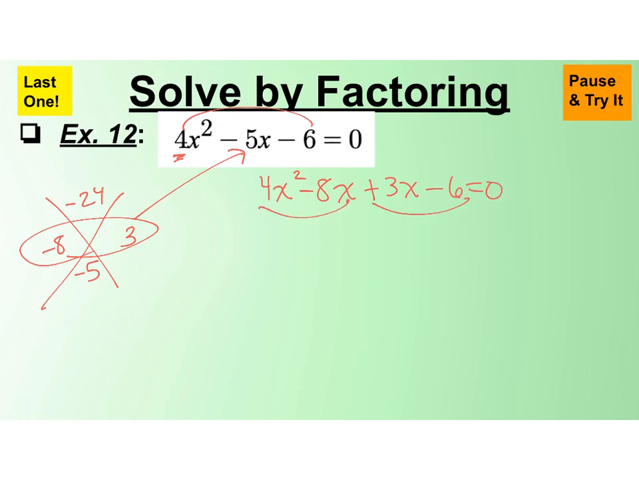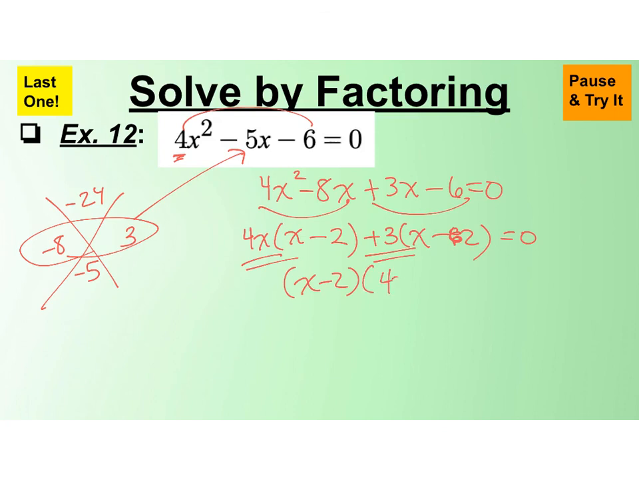Factor by grouping. So I take out a 4x, leaves behind x minus 2. And then I'm going to take out a 3, and that will leave behind an x minus 2. So that means I'm taking out a positive 3. My parentheses are the same, so it becomes x minus 2 in one factor, and the other parenthesis is 4x plus 3 equals 0. Set each of those equal to 0 so that x is 2 and x equals -3/4.